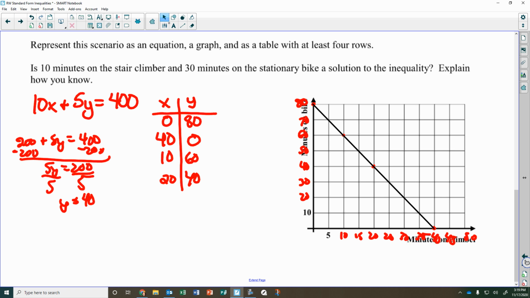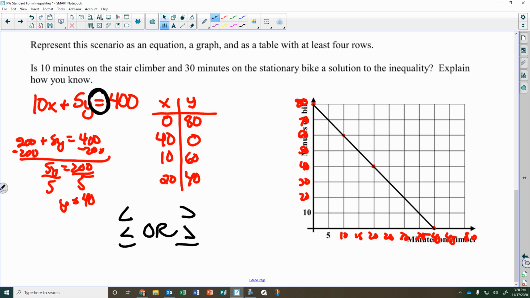You know how touchy this board can be sometimes. Okay. Now that I got that part done, right? Do we need to worry about shading? No, because this is an equal sign. We're only worried about shading if it's this or that, which it isn't. So we've done what we've been asked to do.